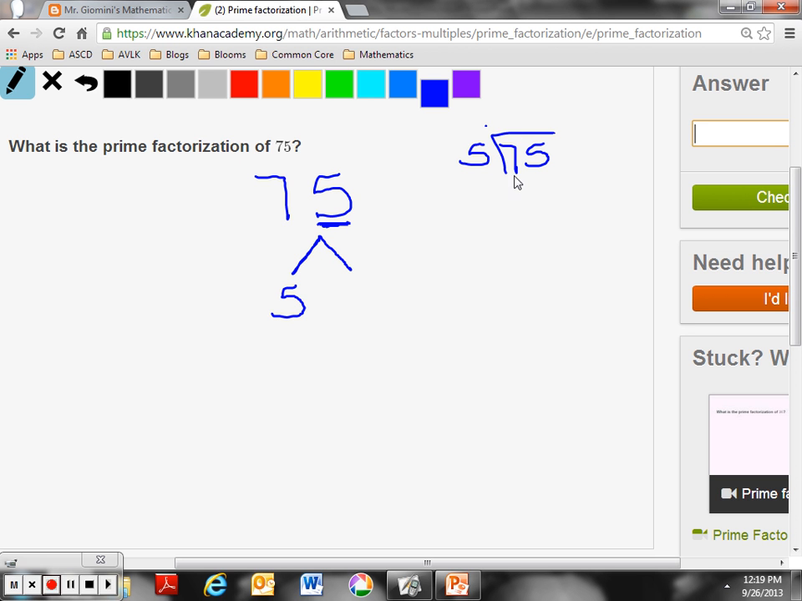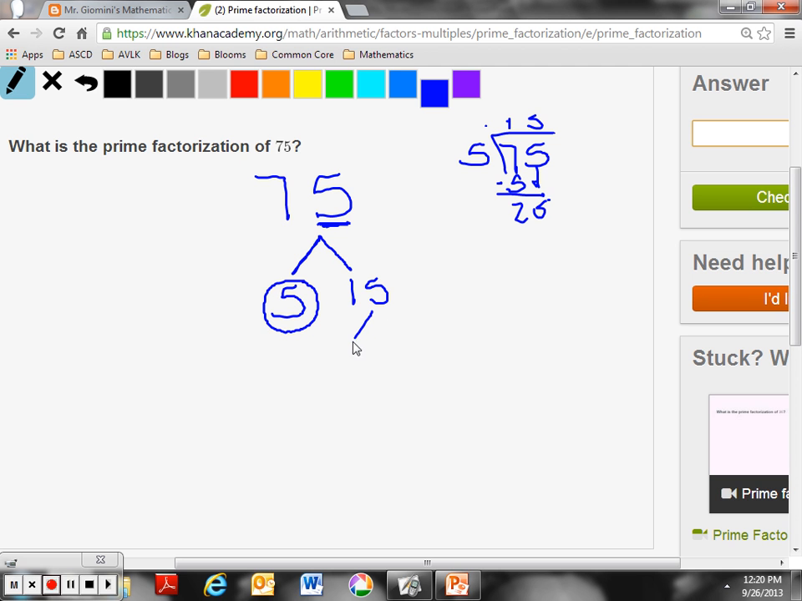5 times 1 gives me 5, so I'll put that underneath. That's 2. Bring down the 5. 5 goes into 25 5 times. So I know that 5 times 15 will give me 75. So 5 and 15 are factors of 75. Now I need to see which of those numbers are prime. Prime numbers only have two factors, 1 and itself. So 5 is prime because the only factors of 5 are 1 and 5.